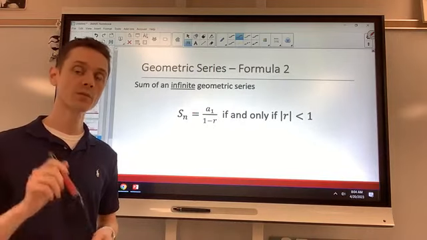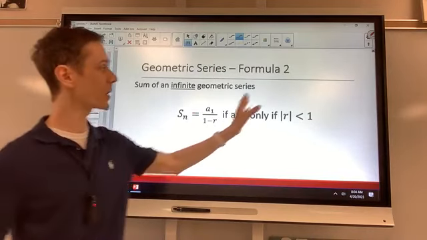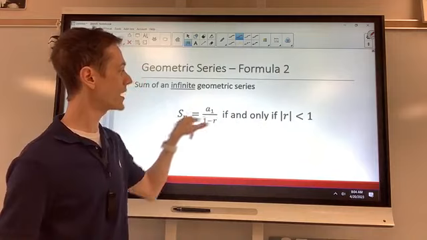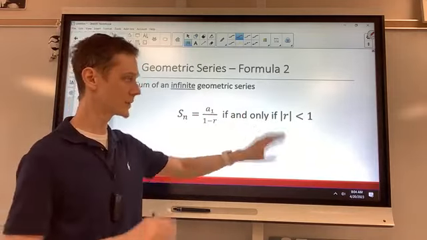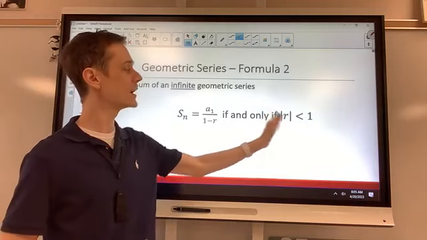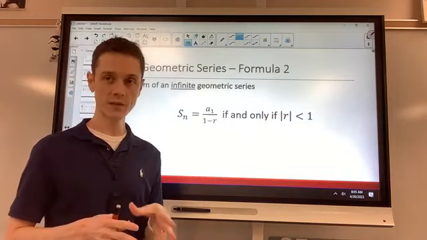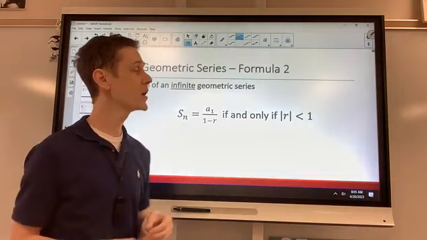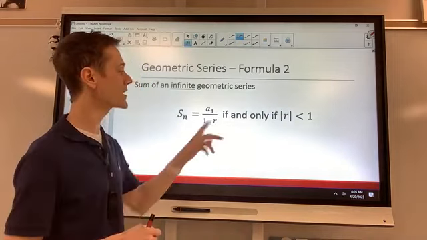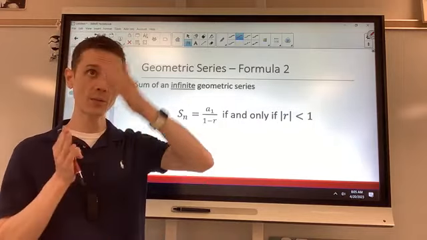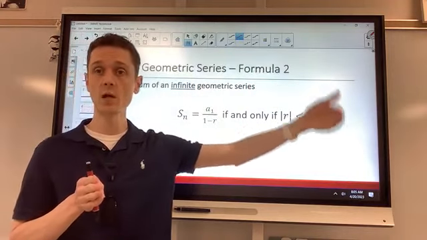But there's a requirement for you to be able to find the sum. And the requirement is listed here. You can only find the sum of an infinite geometric series if and only if, that means the only time you can do this, is the absolute value of the r value is somewhere between 0 and 1. So we need it to be a fraction or a decimal, like 1/2 or 1/3. So what has to be happening is you're multiplying by a number that's making your successive terms get smaller and smaller and smaller.